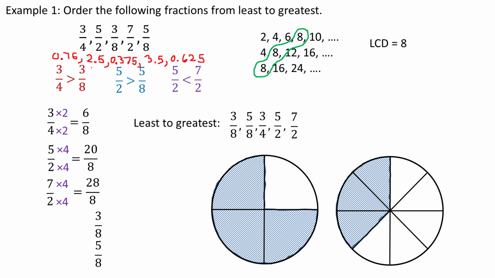Okay, so if you compare these, 0.375 is the smallest one, so that's why we would put 3/8 first. Next after that is 0.625, the next biggest decimal, since 0.75 is a little larger. So the 0.625 would be the 5/8. Okay, so we've done this one and this one. 0.75 is the next biggest, so the 3/4 goes next. The only two we have left are 2.5 and 3.5, so 5/2 goes next, and the 7/2 would be the biggest.